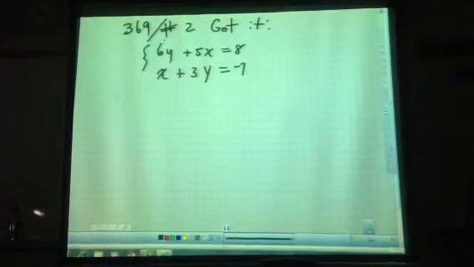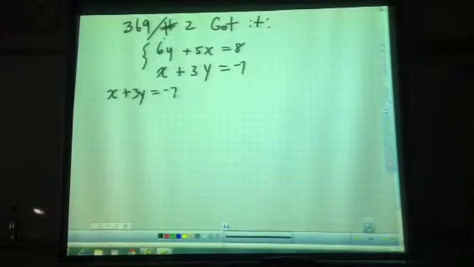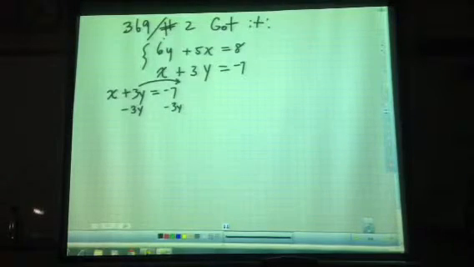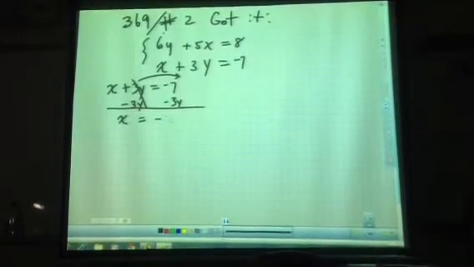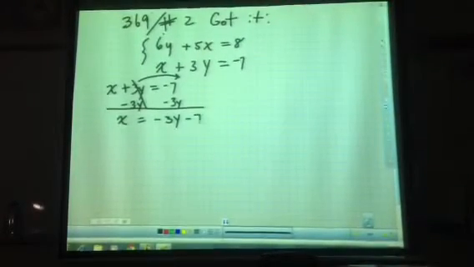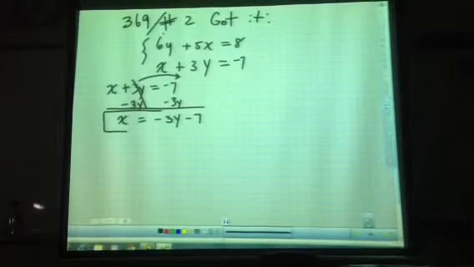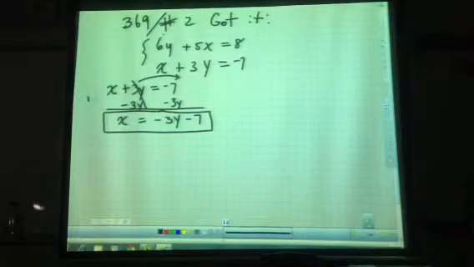Let's take the first equation: x plus 3y equals -7. If I can solve for x, that means get rid of the 3y, put it on the other side. I could just move it over there and change the sign, or I could literally show -3y here, -3y here. The 3y's cancel, and I'm left with x equals -7 minus 3y. I prefer to write the y first, so -3y minus 7, and I've just solved for x. I'm going to put a box around there because I'm going to use that later on. That was step 1.